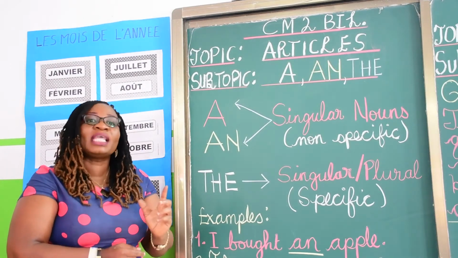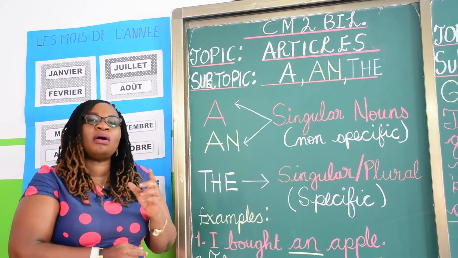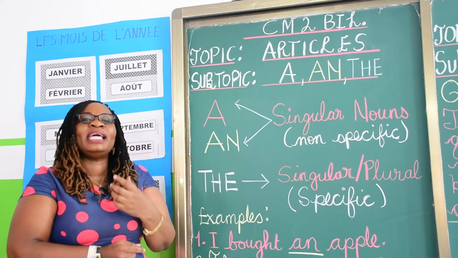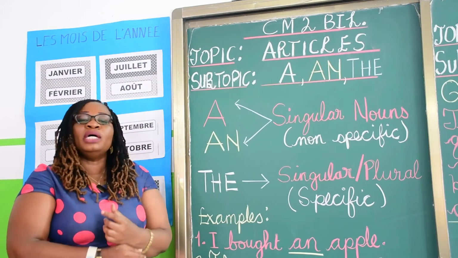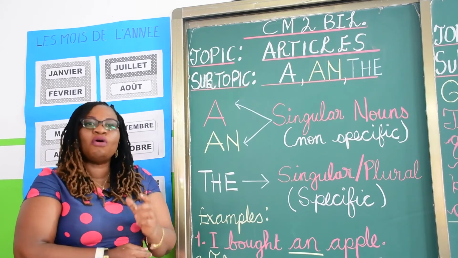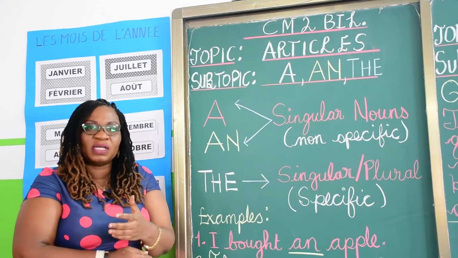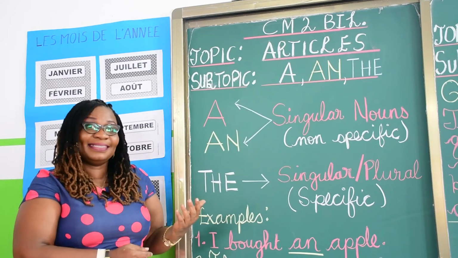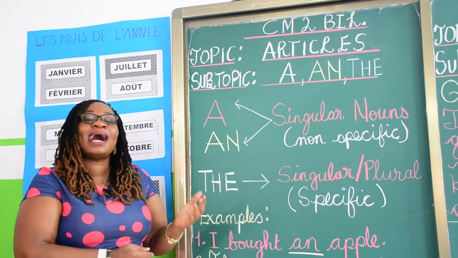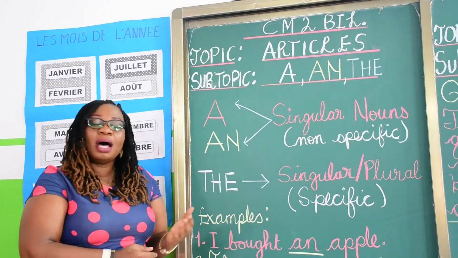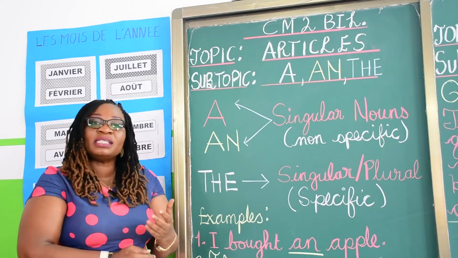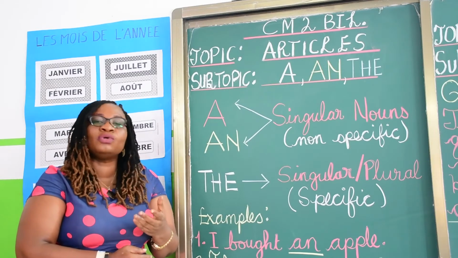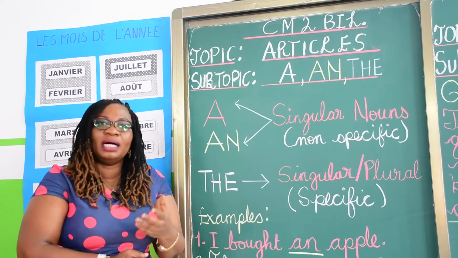For example, an octopus. Now, octopus begins with the letter O. O is a vowel. And that is why we bring an before octopus. So, an octopus. You can never say a octopus. It doesn't even sound right, does it? It does not. So it is an octopus or an eraser. Eraser begins with the letter E, and E is a vowel. And so we say an eraser.